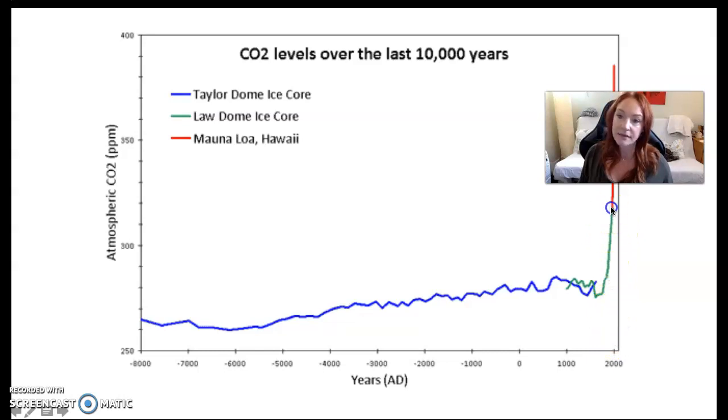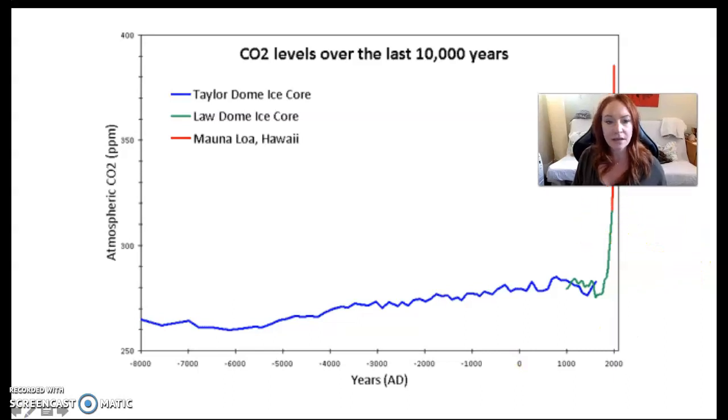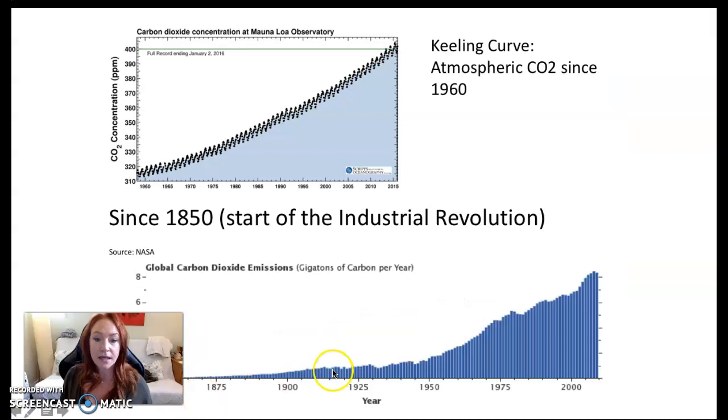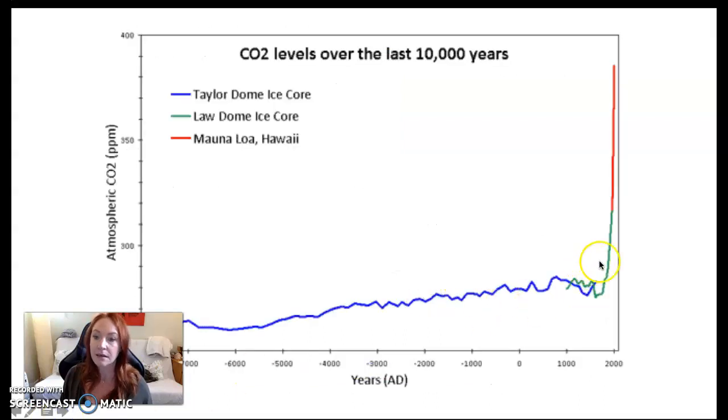This is the level of change in carbon dioxide in the atmosphere, just since the mid 1900s. This red line right there is this graph and the Keeling curve, both compressed. Look at how different that slope is to the previous 8,000 years.